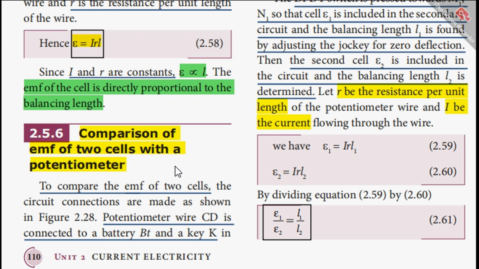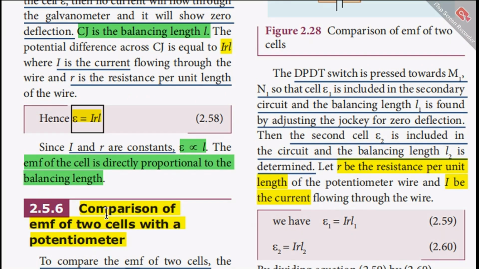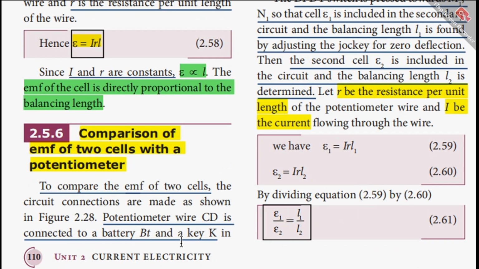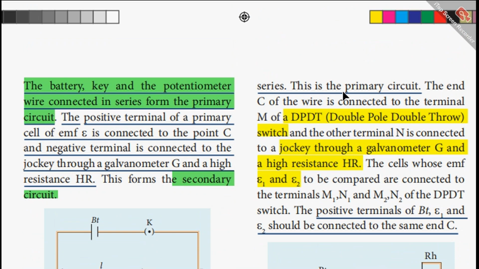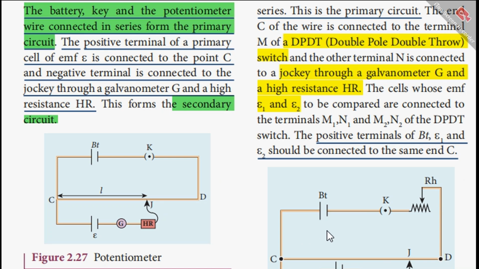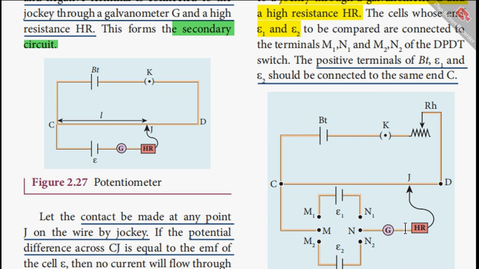Next, we are going to study the comparison of EMF of two cells with a potentiometer. To compare the EMF of two cells, the circuit connections are made as shown in figure 2.28. The potentiometer wire CD is connected to a battery BT, a key K and a rheostat in series. This is called the primary circuit. The end C of the wire is connected to the terminal M of a DPDT switch. This DPDT switch is called a double pole double throw switch. The other terminal N is connected to a jockey through a galvanometer G and a high resistance.